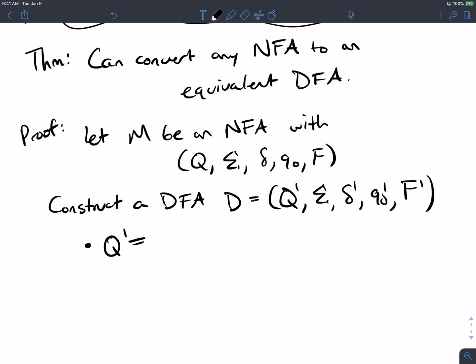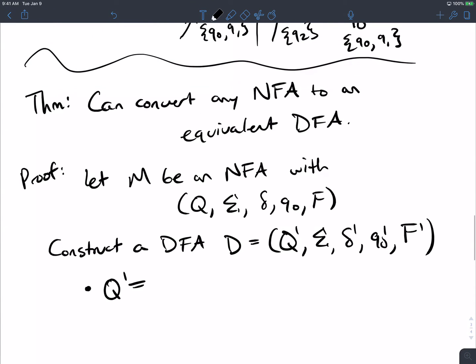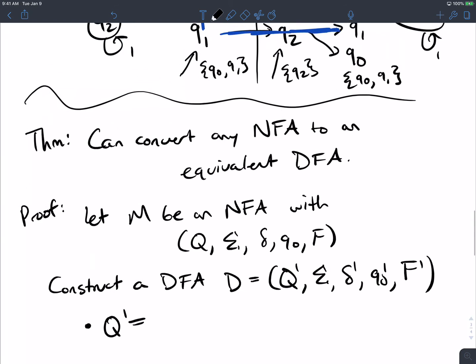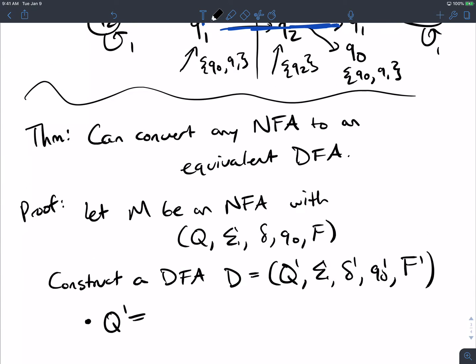Okay, well, I don't know if some of the subsets won't work. So how do I say, well, any of the subsets of states could work?